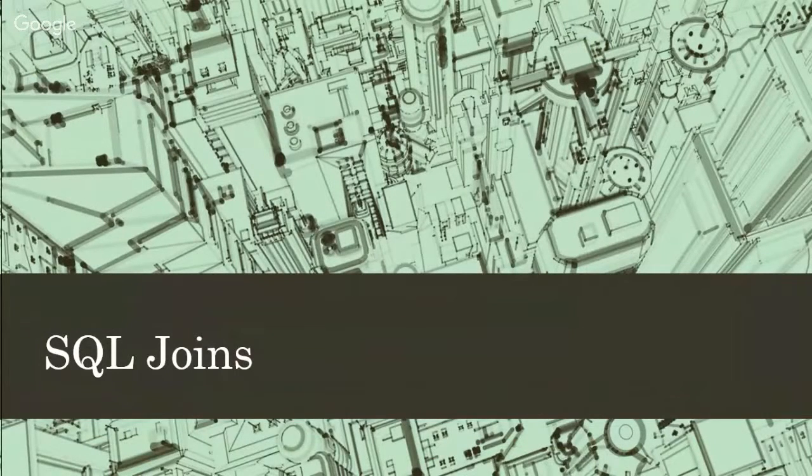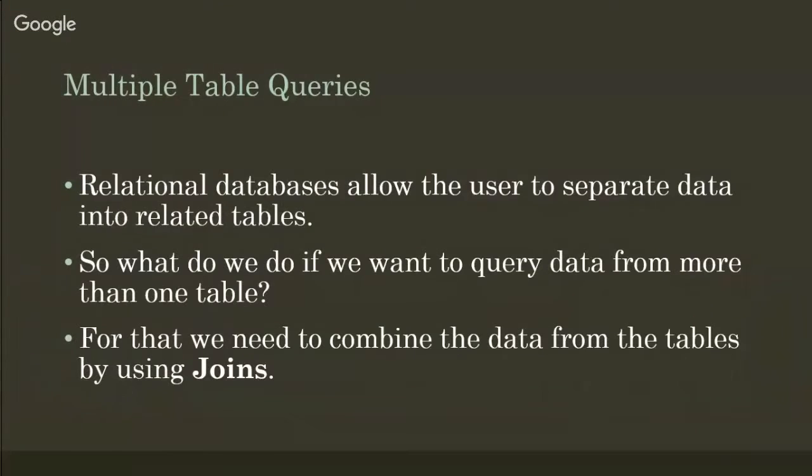My presentation is on SQL Joins. Relational databases allow the user to separate data into related tables, but the question then becomes, what do we do if we want to query data from more than one table? In order to do that, we need to make use of joins.